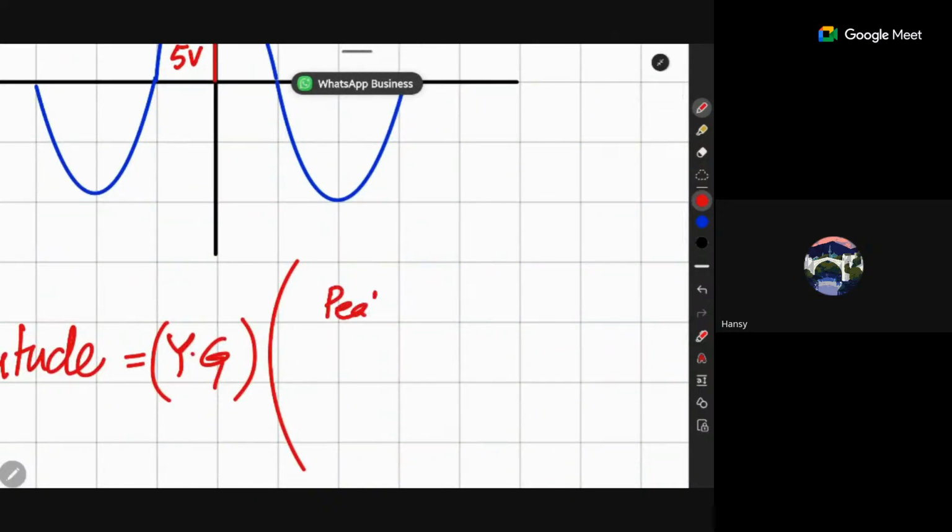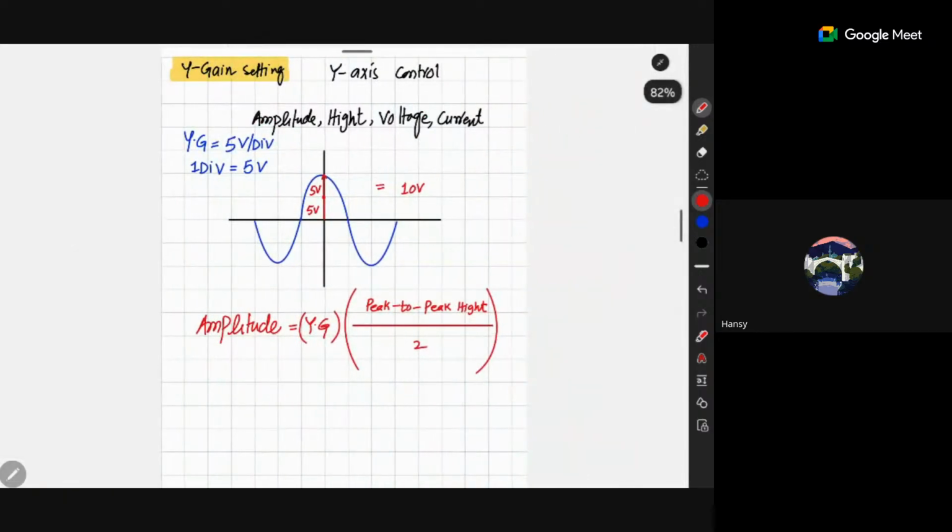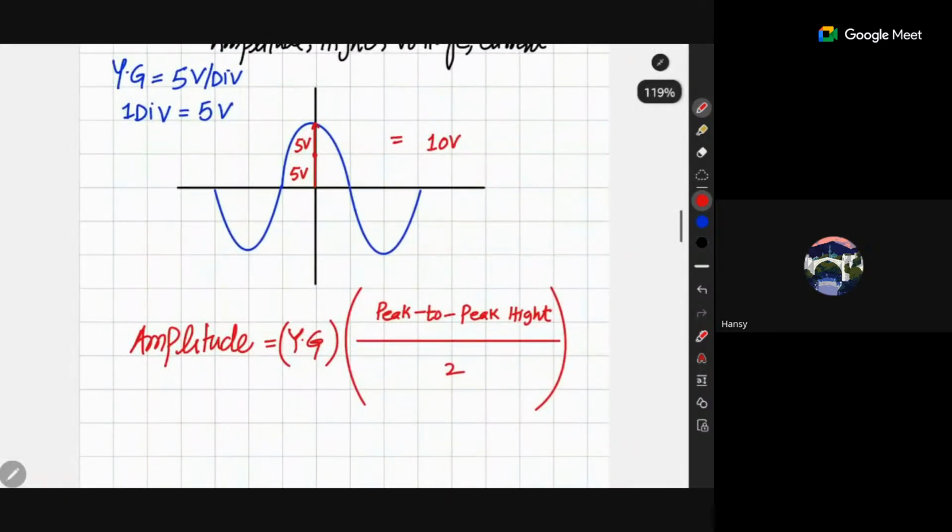peak to peak height of the wave divided by 2. Whatever the wave will be, you will be able to figure out its amplitude.